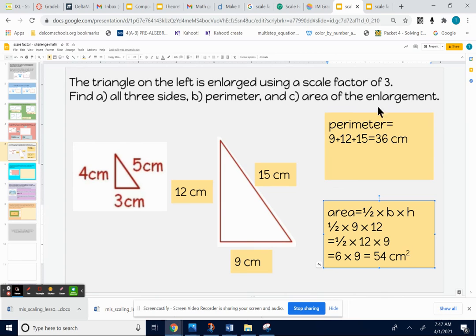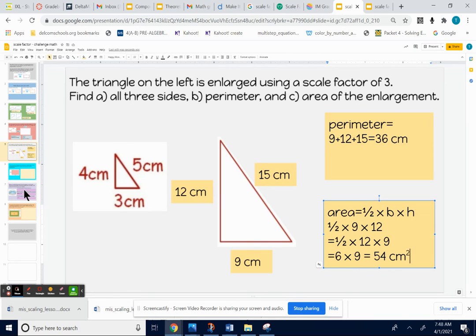Okay, it won't work. The scale factor, you want to apply that to lengths of the shape, but not to the area. Okay, we may get into this a little more detail later. Okay, but just apply the scale factor to the original side lengths, and then from there, find the area.